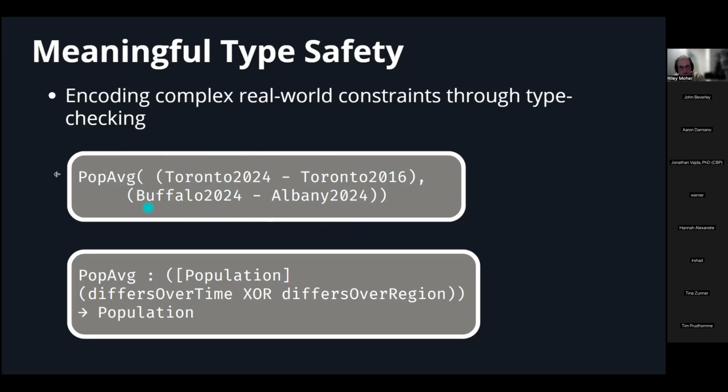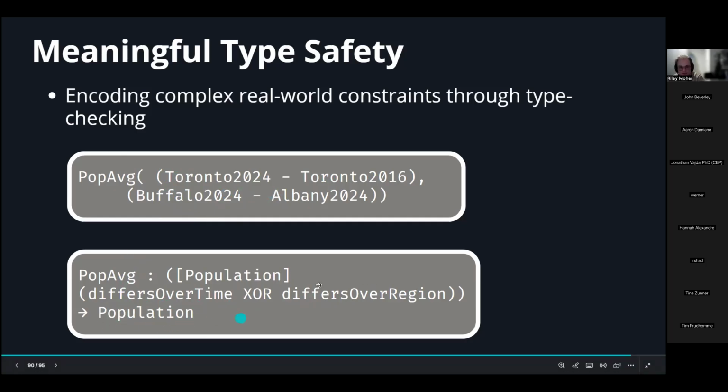So we can reconcile this operation that we're attempting to do with the actual type of the population average function, which we can see takes a list of populations. And then we have the precondition that it differs over time with an exclusive or differs over region. So we either have one or the other, and we don't have both, and we return the resulting population average.